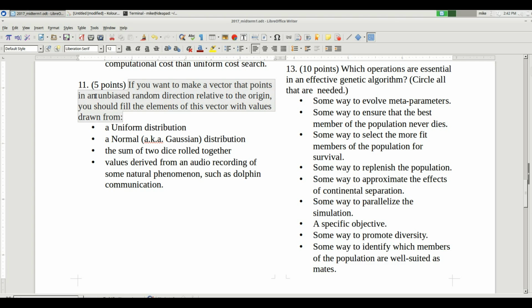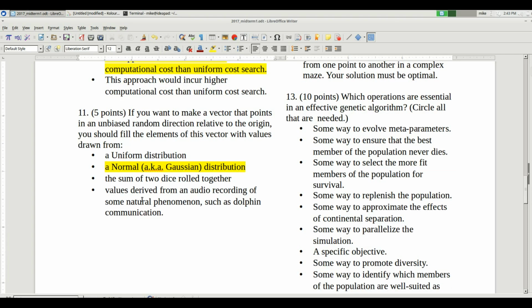If you want to make a vector of points in an unbiased random direction, use a normal distribution, because I said so. Okay. I was just entertaining myself there.